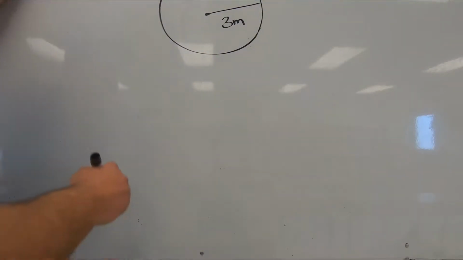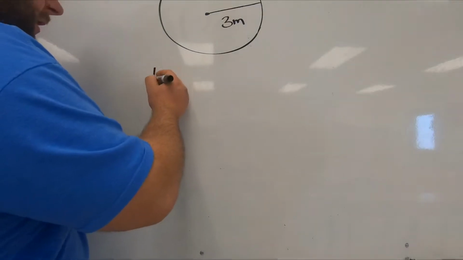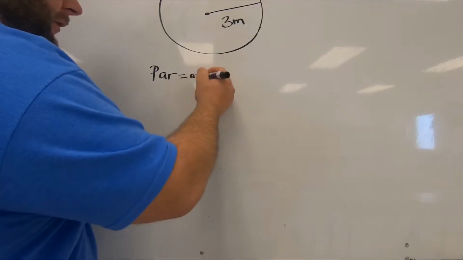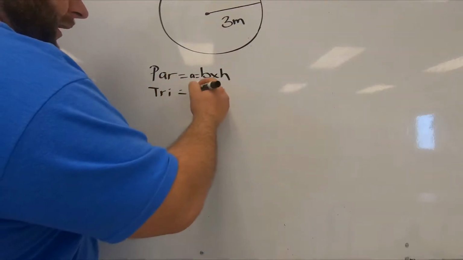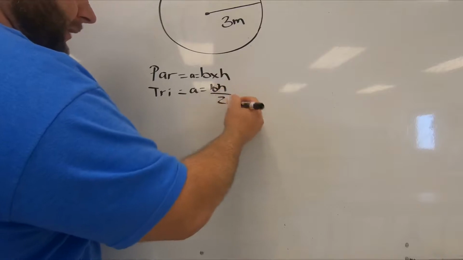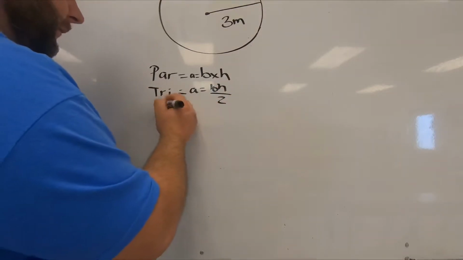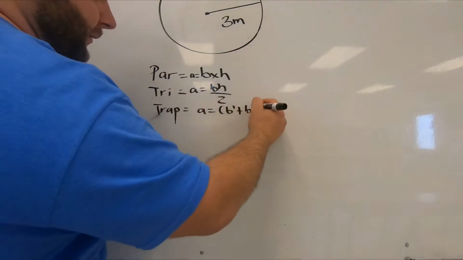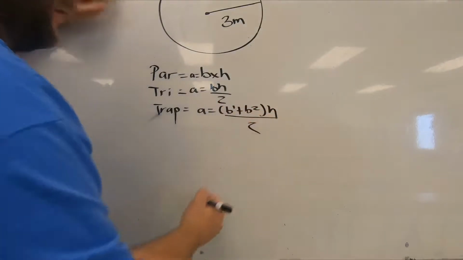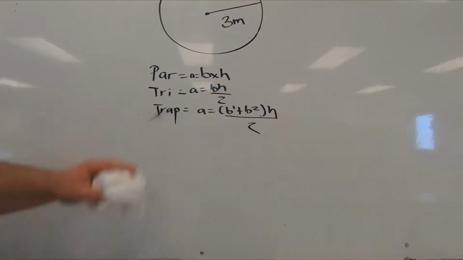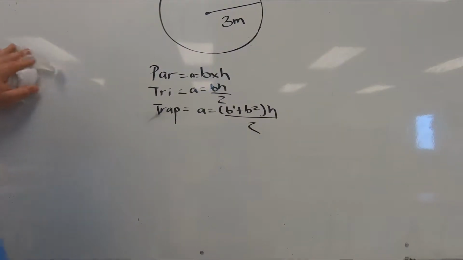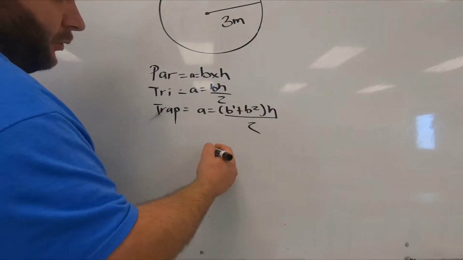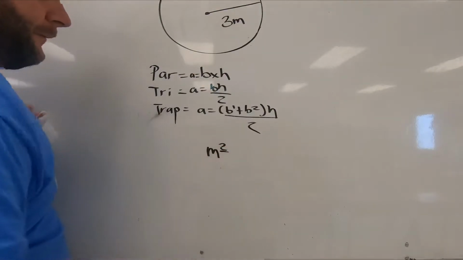Now, if you think back to the other shapes that we worked with, when we did parallelograms, we did base times height, area equals. When we did triangles, we did area equals base times height divided by 2. And when we did trapezoids, we did area equals base 1 plus base 2 times the height divided by 2. And you guys know this because they're still seeing these questions in our daily math. So we do know that it's going to be an area calculation. We should also know that our answers are always measured in meters squared, okay?